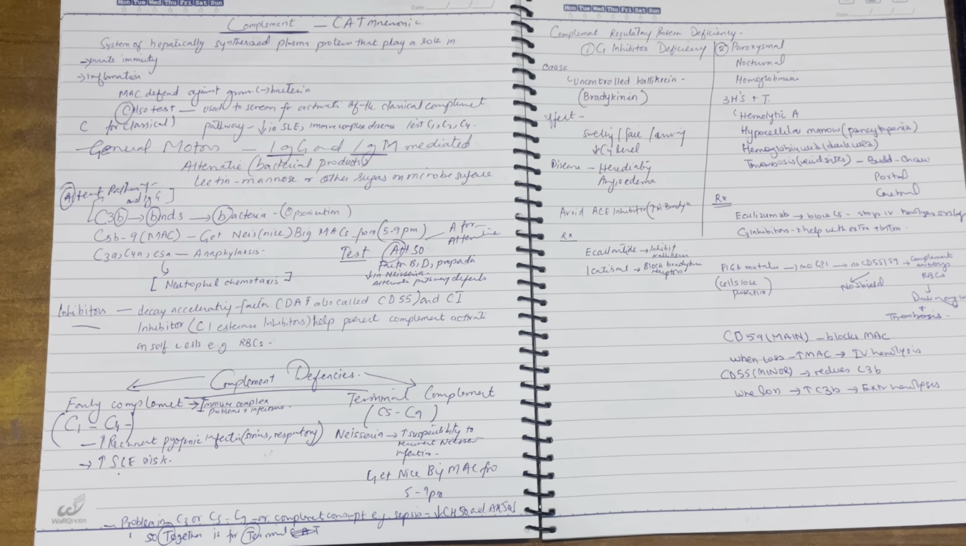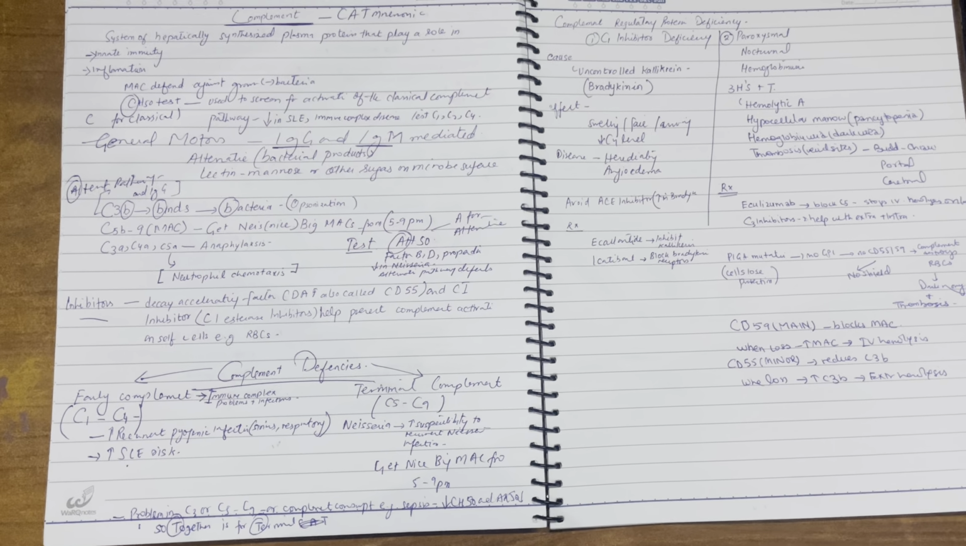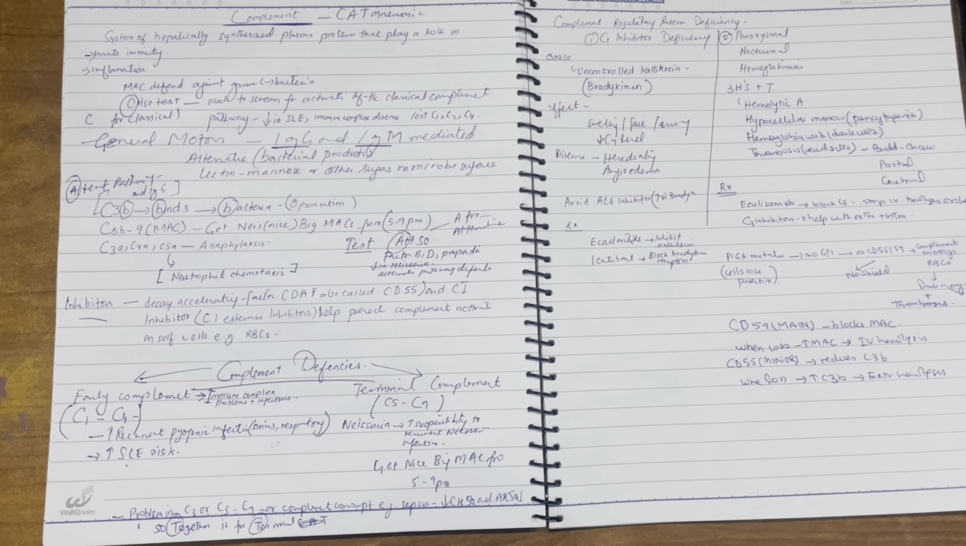And then we have the complement deficiencies. There are two types of deficiency: the early complement and the terminal complement. The early complement is C1 to C4. It can cause immune complex problems and recurrent pyogenic infections such as sinus and respiratory infections, and it also increases the SLE risk. The terminal complement is C5 to C9, that is the MAC complex. If there is a problem in the MAC complex, then there is increased susceptibility to recurrent Neisseria infections.